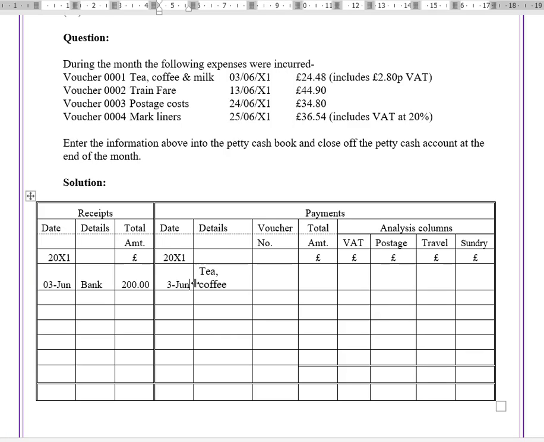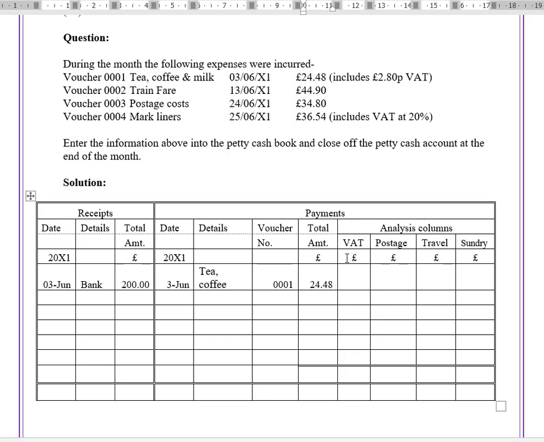So I've got the 3rd of June there. The voucher number, I can drop that in. And how much did you spend? I have spent £24.48. I put that under the total amount column. Then you would notice you have the analysis column. That is to say, okay, you have just spent £24.48 buying tea and coffee. What analysis columns would you place your expense into?